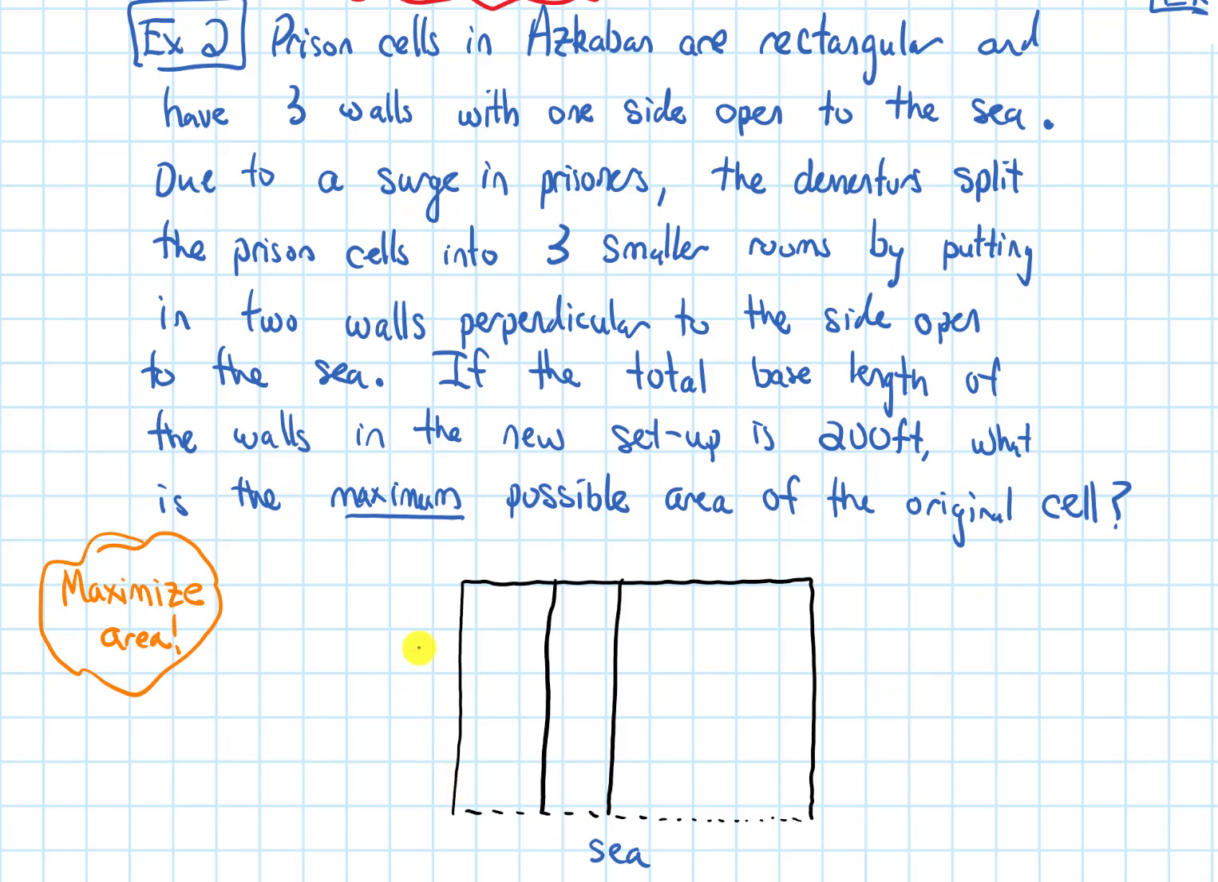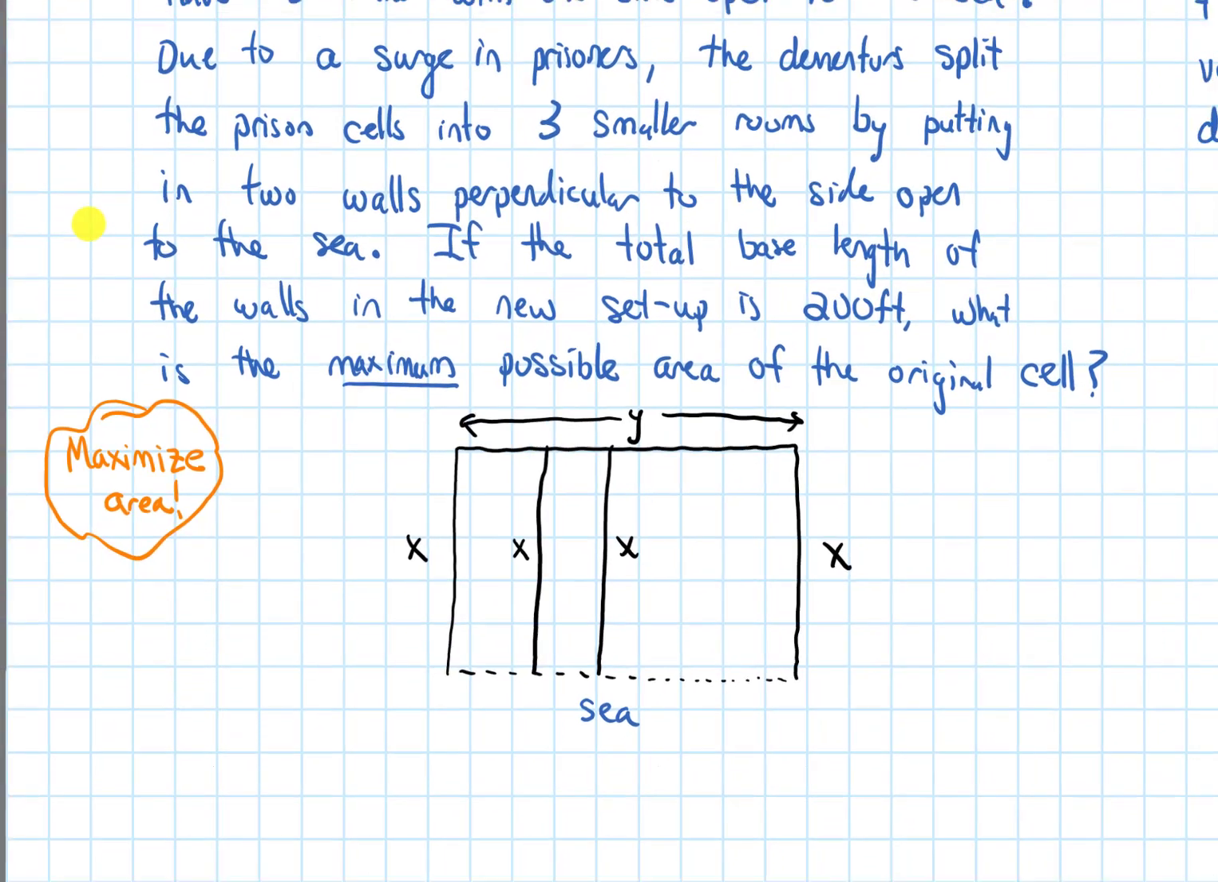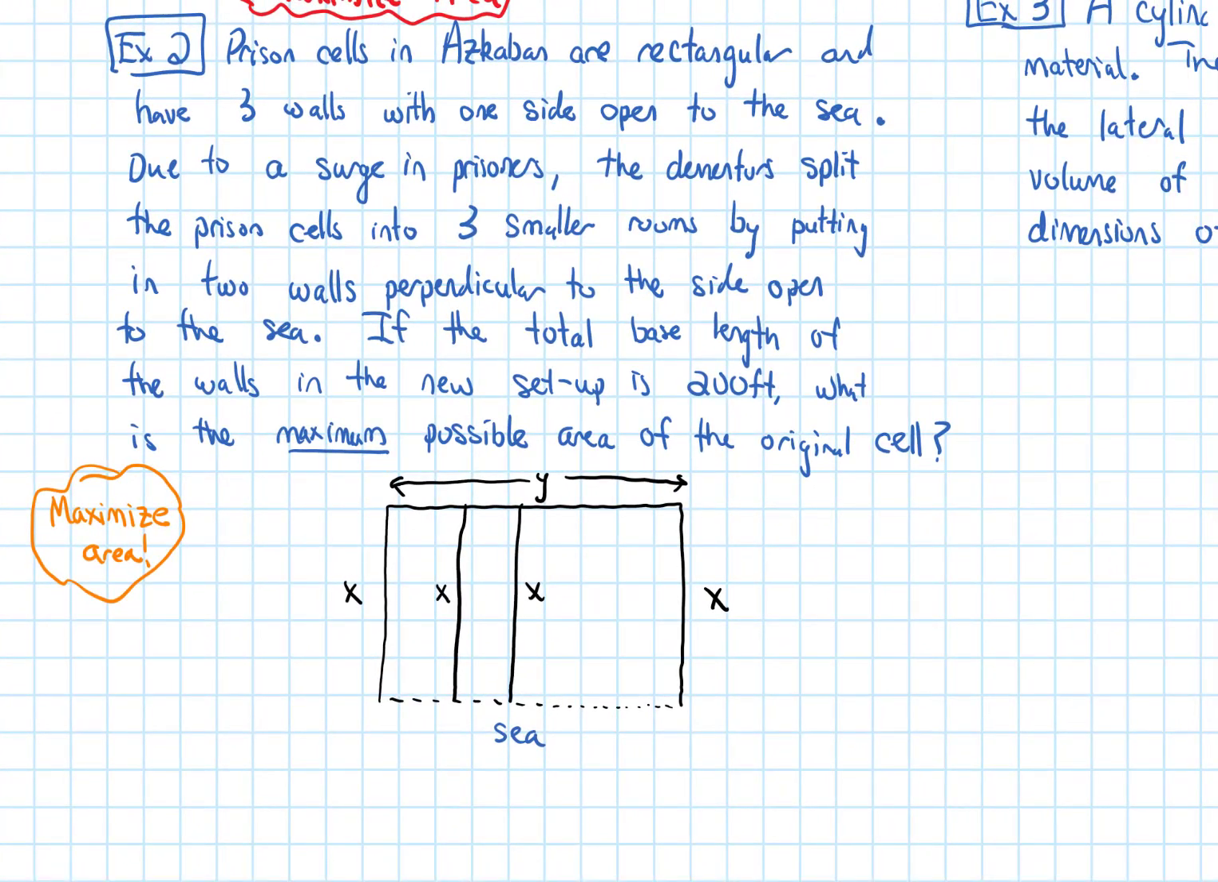And now let's assign some variables. So maybe this vertical length, I'll call this x. So that's x, that means this is x, and this is x. And then let's call this whole horizontal length y. Alrighty, so from here, we are ready to start to write down our objective equation. So our objective is an equation for the quantity that we are trying to optimize. In this problem, that's the area. So I'll write area equals, and the problem says the area of the original cell. That was the larger rectangle that we had initially, and that area is x times y. Okay, and we want to maximize this.